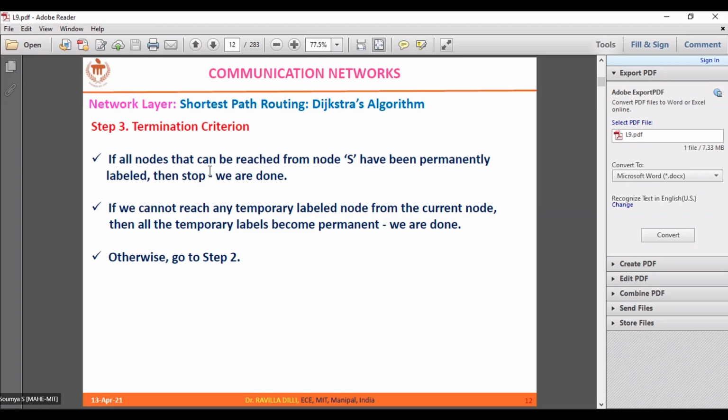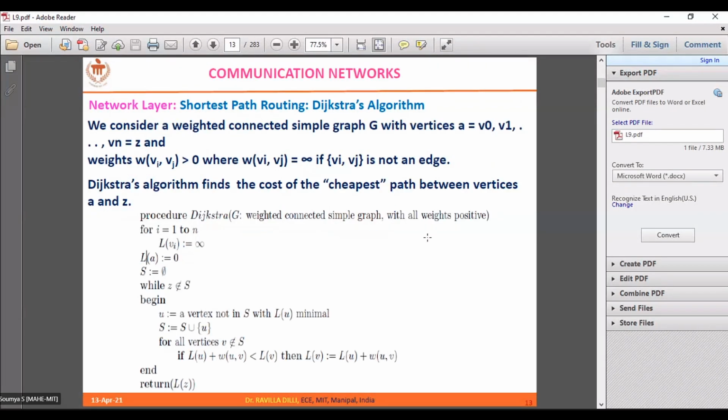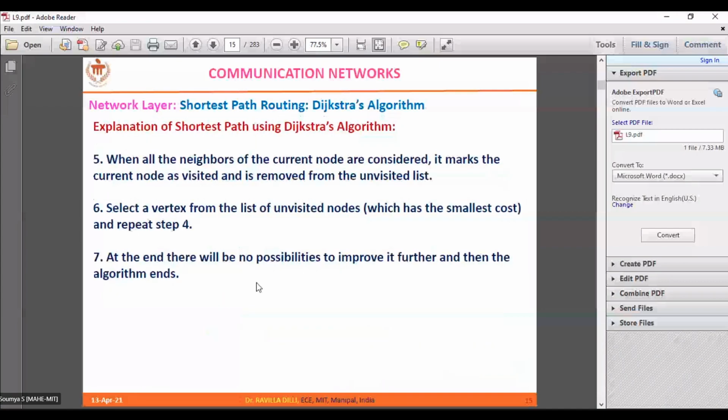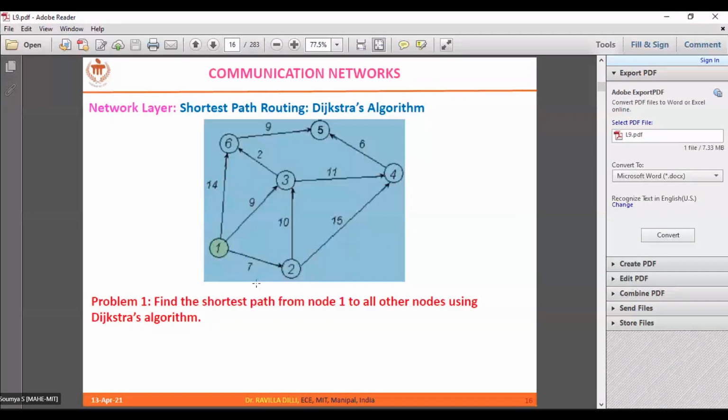If all the nodes that can be reached from node S have been permanently labeled, then we stop. If we cannot reach any particular temporary labeled node from this particular node, then all the temporary labels become permanent and we are done. Now this is again the program part of it. I would want to give you examples better.